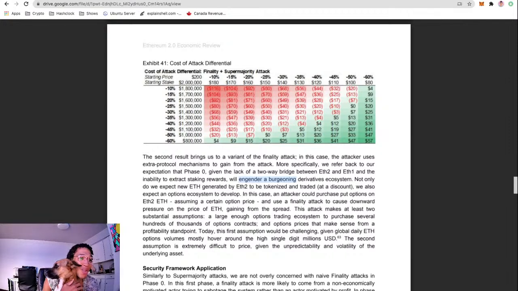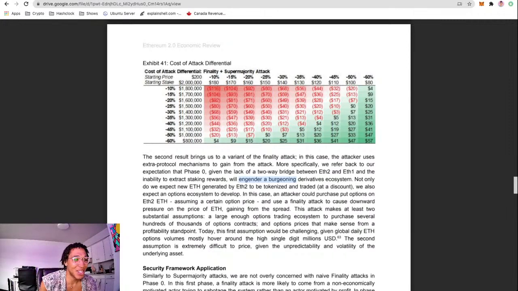Not only do we expect new ETH generated by ETH2 to be tokenized and traded at a discount, we also expect an options ecosystem to develop. Awesome. In this case, an attacker could purchase put options on ETH2, ETH, assuming a certain options price, and use a finality attack to cause downward pressure on the price of ETH. Yes. Gaining from the spread. Yes. Many ways to hurt the network and short it.